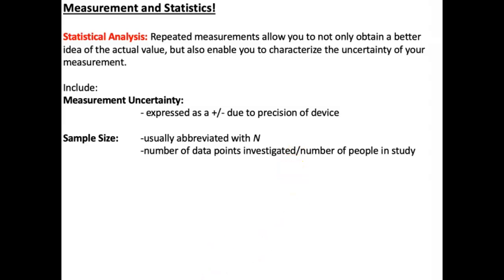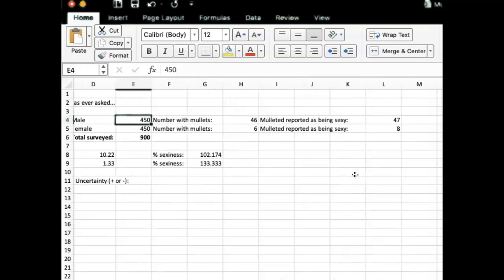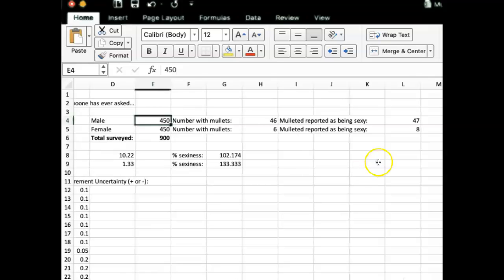So if I go back to my PowerPoint here, you notice the sample size information. You'll notice right here where it says total surveyed. So I painstakingly interviewed and measured 900 people right here, half and half, male and female. And then I also did a sub study here where I measured exactly how many had mullets, right? So of the males, I've got 46 out of that 450, and then I have 6 females with a mullet.